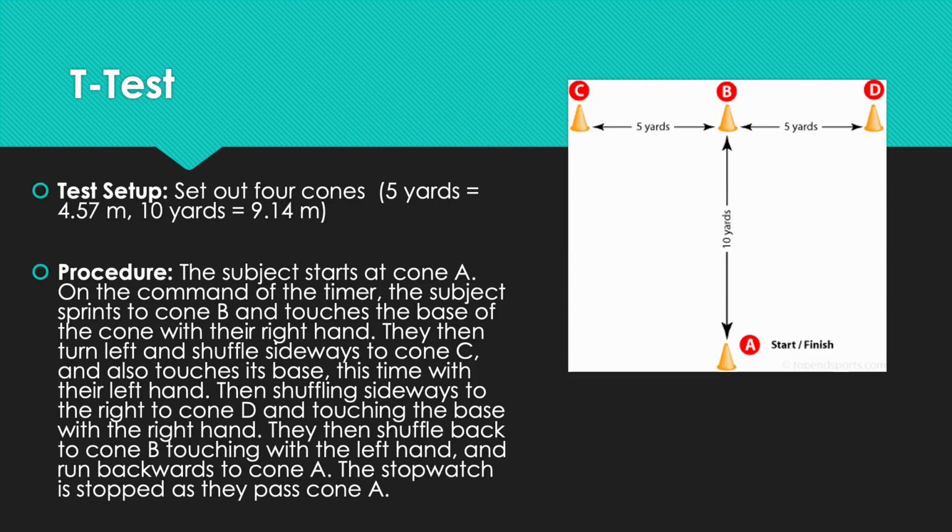Another agility test that is common is the T-test. This test requires 4 different cones, and the procedure is that the subject starts at cone A. On the command of the timer, the subject sprints to cone B and touches the base of the cone with their right hand. Then they turn left and shuffle sideways to cone C, and also touch its base, this time with their left hand, and then they shuffle sideways to the right to cone D by touching the base with their right hand. Then they shuffle back to cone B and touch the base of the cone, and then run backwards to cone A. And the stopwatch is stopped as they pass cone A.